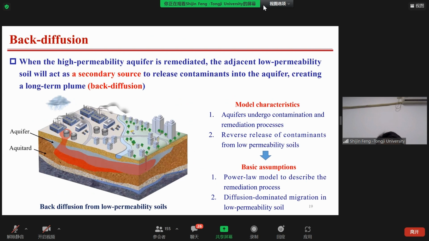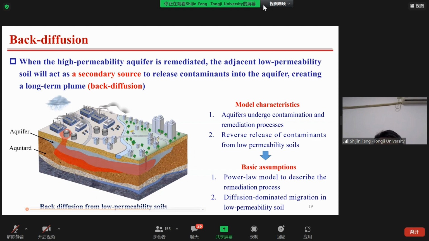As introduced before, when the high permeability aquifer is remediated, the adjacent low permeability soil will act as a secondary source to release contaminants into the aquifer. This process is usually called back diffusion.